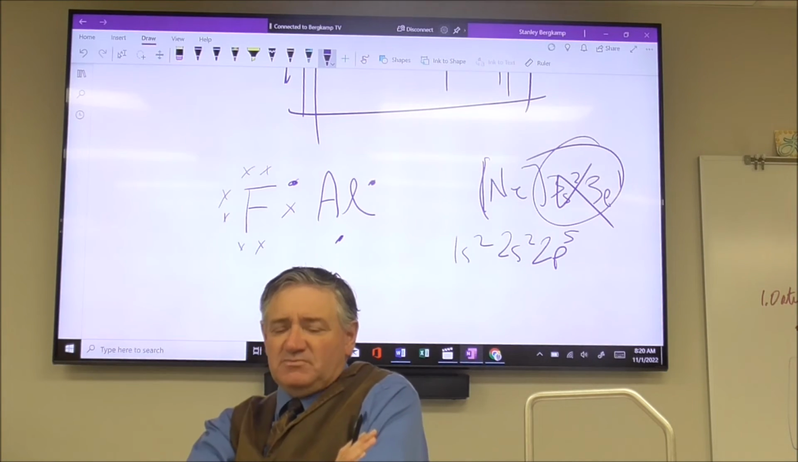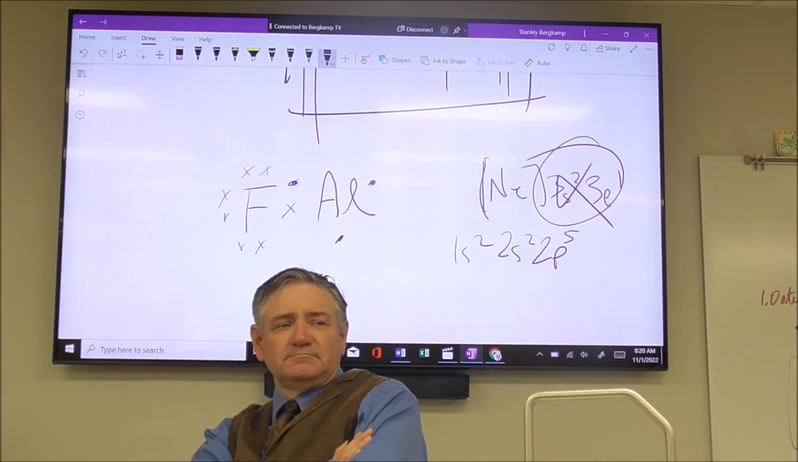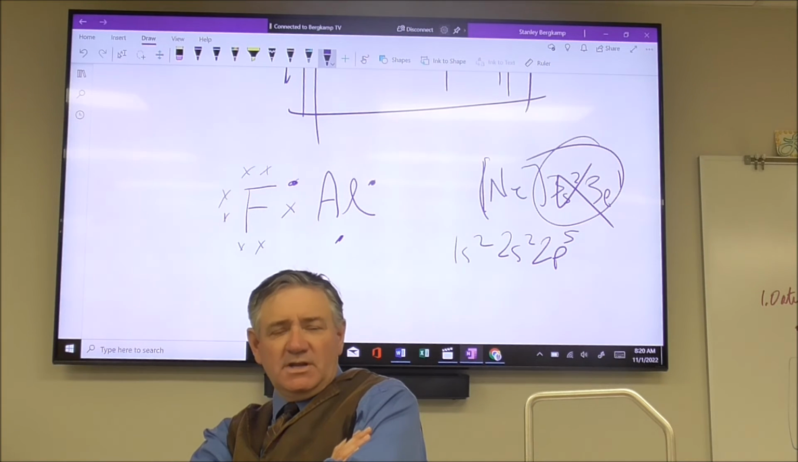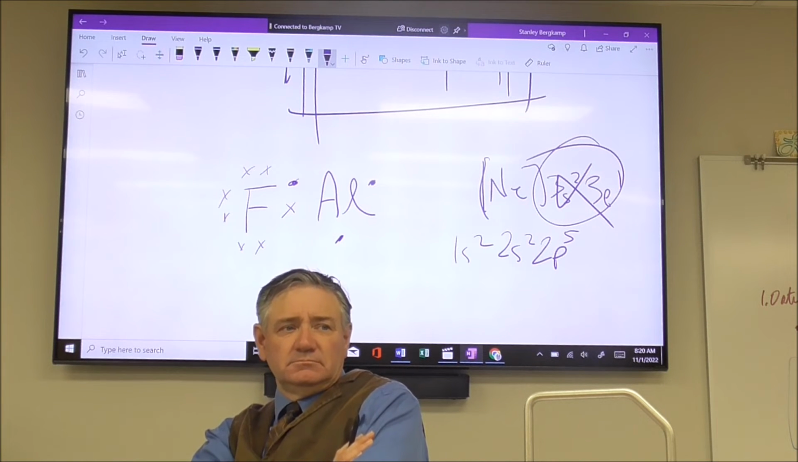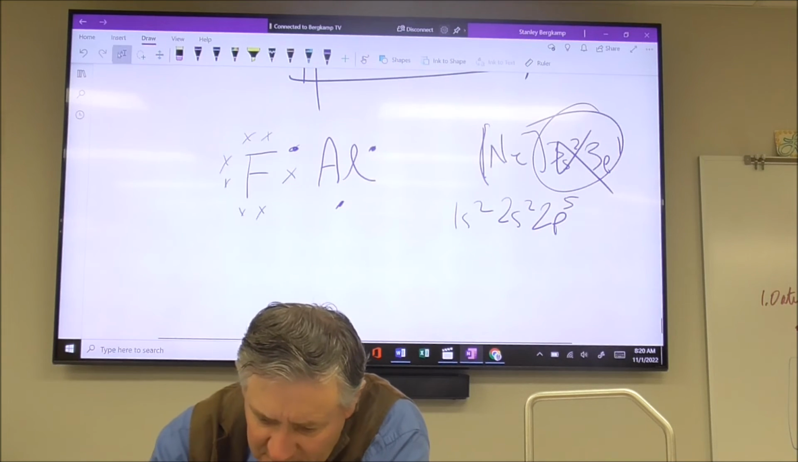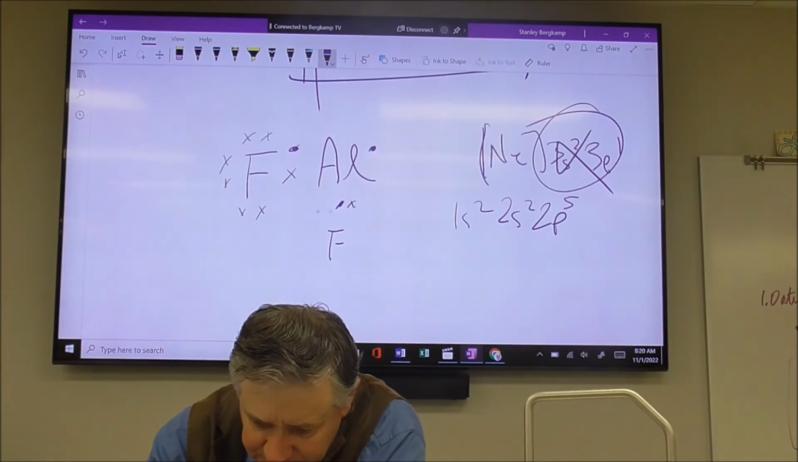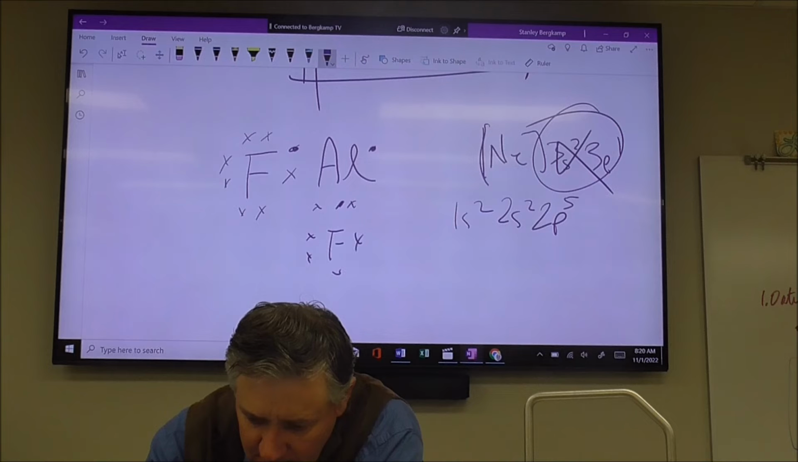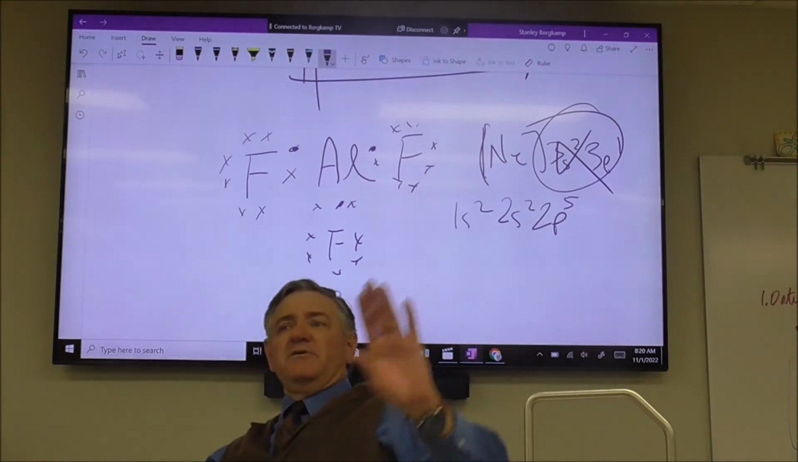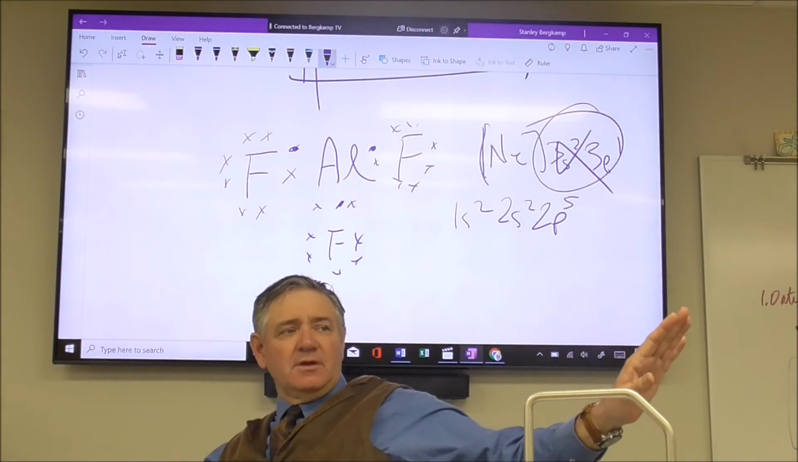Parker, what's still missing? Aluminum has 2 more valence electrons. So what are we going to do? Put more fluorines. I'll put another fluorine in here, then I put another fluorine in here. Now, everybody's happy at this point.